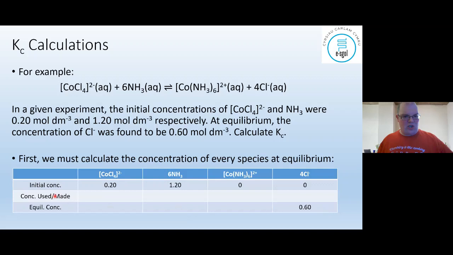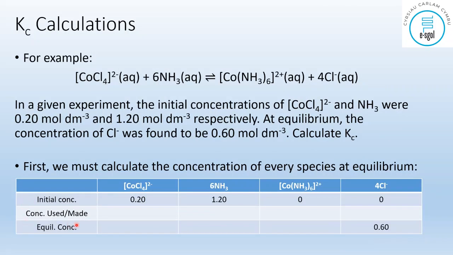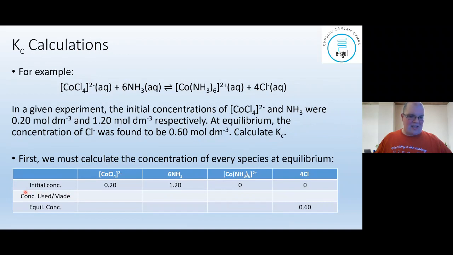Well, the first thing we can work out is we can actually use this concentration used/made row, okay, which basically will tell us how much of the concentration has been made on the product side or how much has been used up on the reactant side. And the reason I did this is because it is easy to get confused, okay, but we'll see how this goes. So if we've gone from 0 to 0.6 for the chloride, then it stands to reason that we've made 0.6 moles per dm cubed of chloride. And I put a plus there to show that we've made that, we've added that to the system.